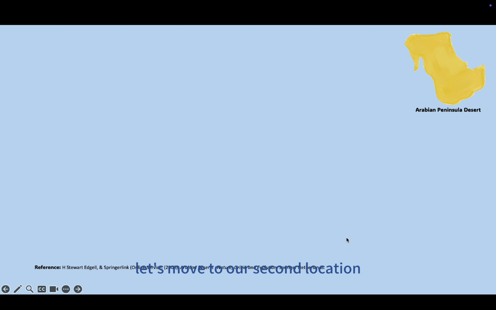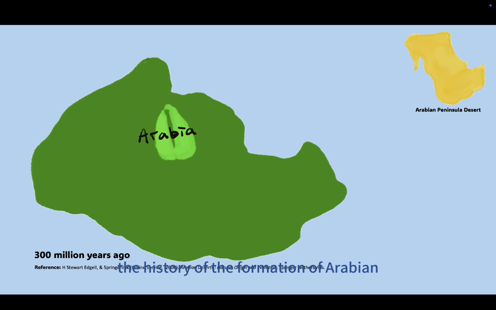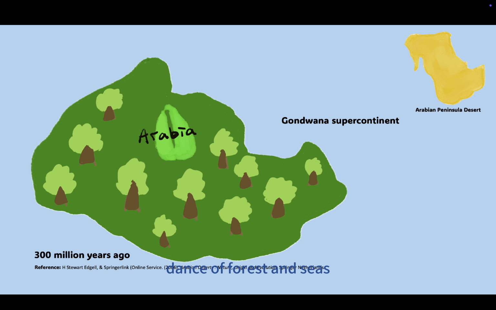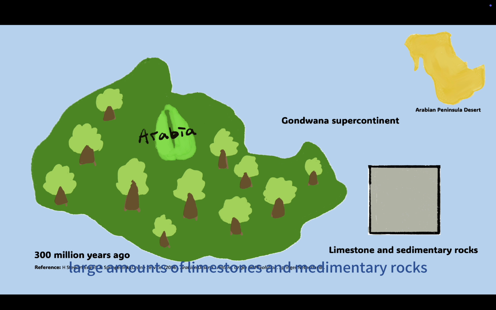Let's move to our second location, the Arabian Peninsula Desert. The history of the formation of the Arabian Peninsula Desert is quite variable. About 300 million years ago, the Arabian Peninsula was once part of the Gondwana supercontinent, covered with dense forests and seas. During that period, there was no desert. Instead, the environment was warm and humid, leading to the deposition of large amounts of limestone and sedimentary rocks.